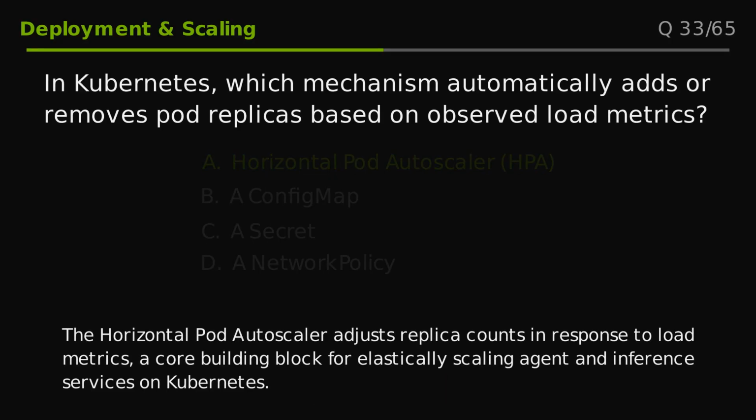The correct answer is A. The Horizontal Pod Autoscaler adjusts replica counts in response to load metrics, a core building block for elastically scaling agent and inference services on Kubernetes.